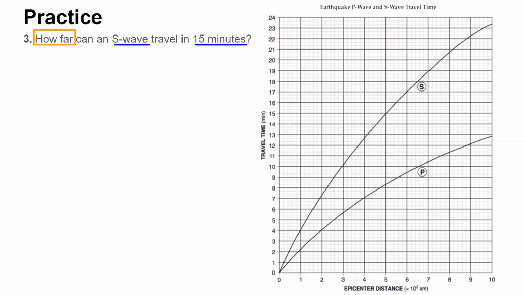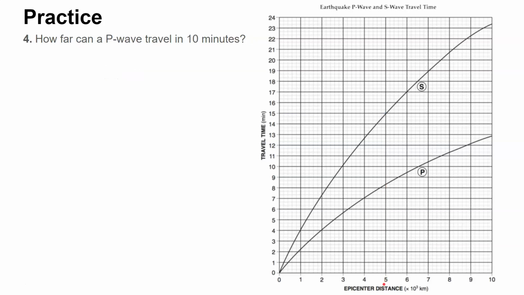We're given that we're dealing with an S wave that's traveling for 15 minutes. So you always start with what you know. We know the time is 15 minutes. We're looking for an S wave. And then we go down for a distance. That distance is 5,000 kilometers.